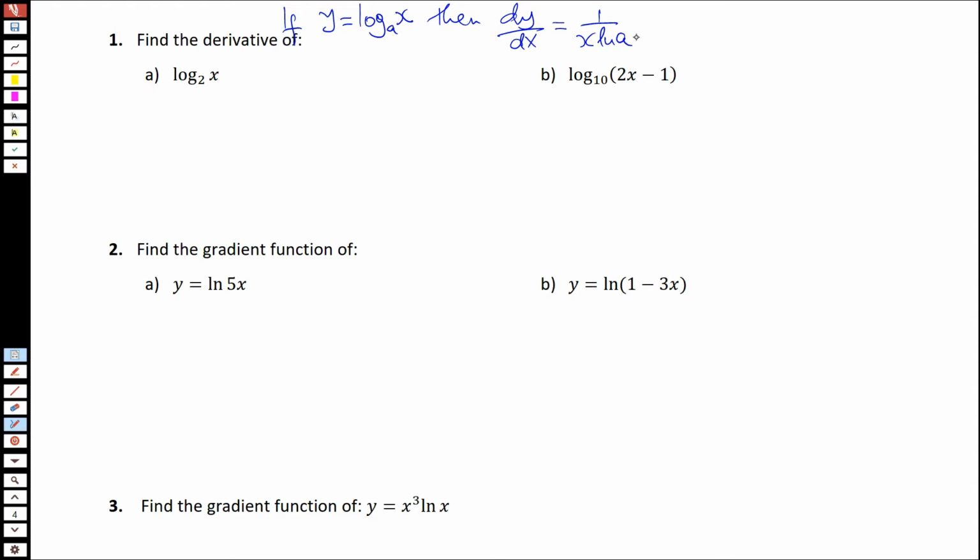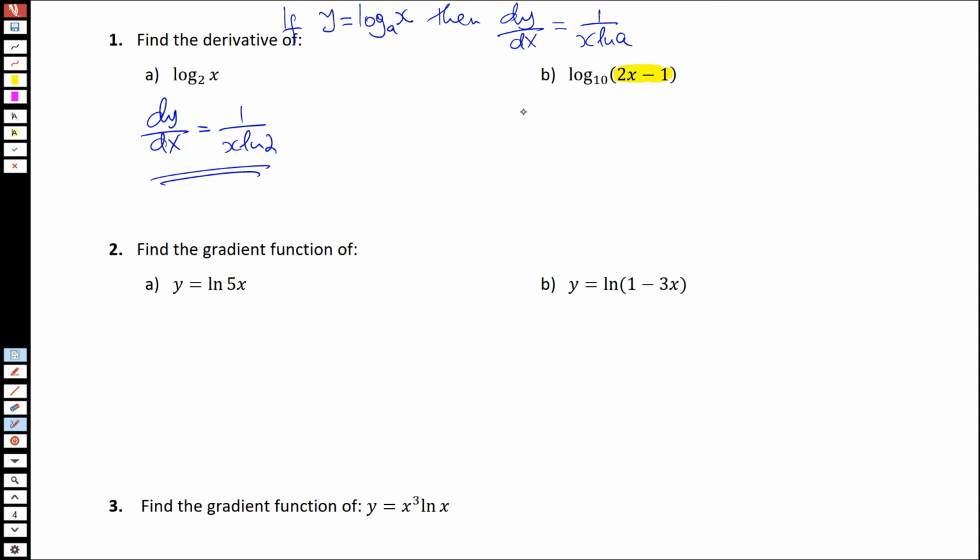So for the first one, a is 2, so dy over dx will be equal to 1 over x ln 2 because a is just 2. In the second case, this will be our x, and by the way, here we have a function inside another function. So we have to apply chain rule here.